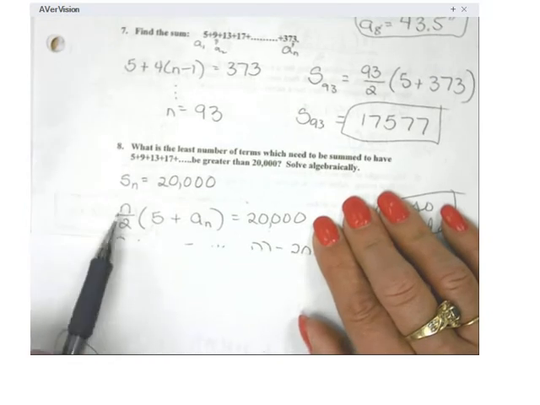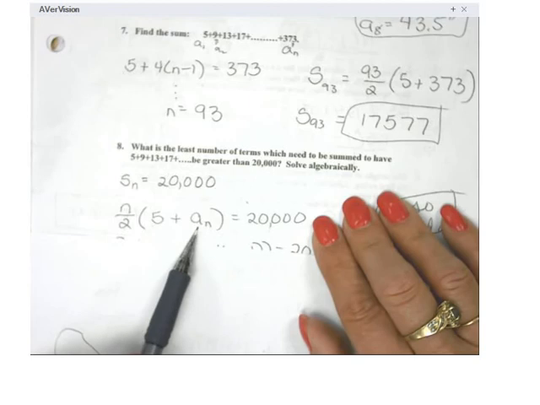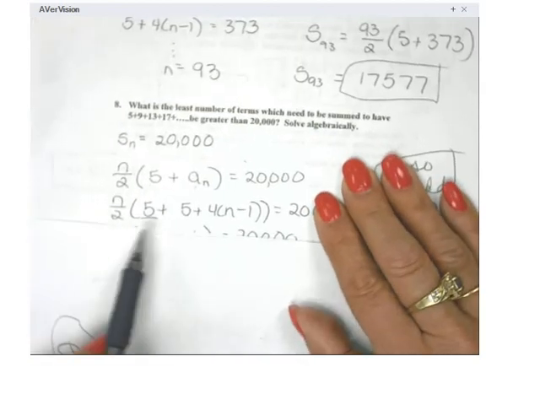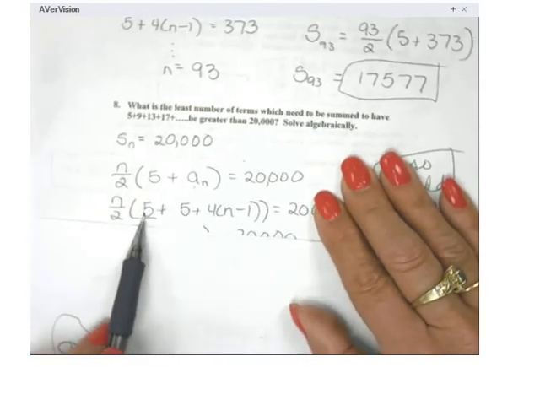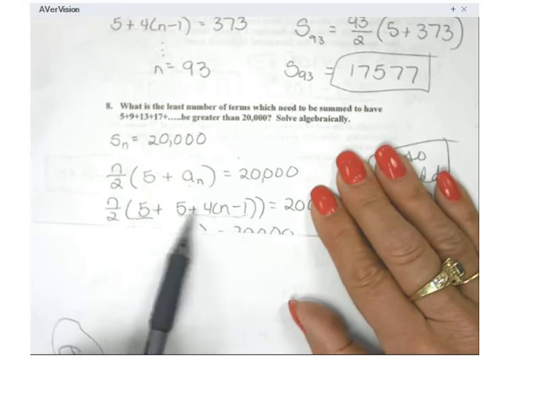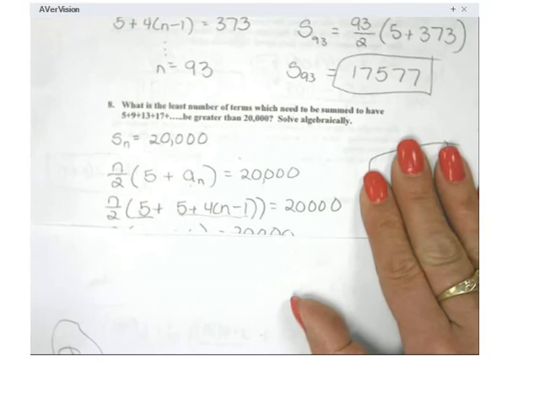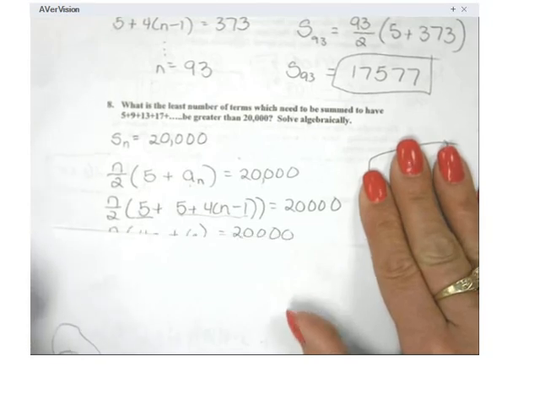Well, I got a problem. I have two unknowns here. But if I rewrite a sub n in its explicit form, there's this 5. Now I find the nth term by taking 5 and adding on 4 n minus 1 times. There's the last. First plus last times n over 2. And notice how many variables I have. I only have one, so I can solve it.